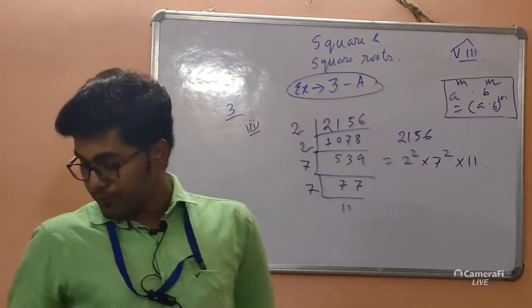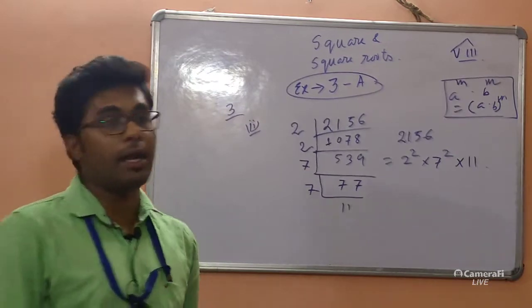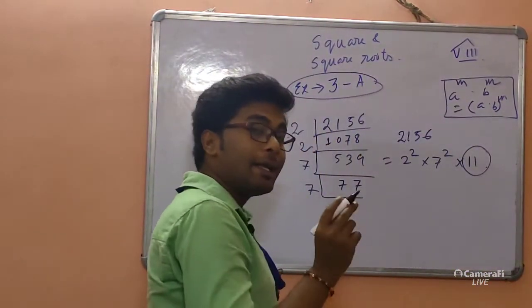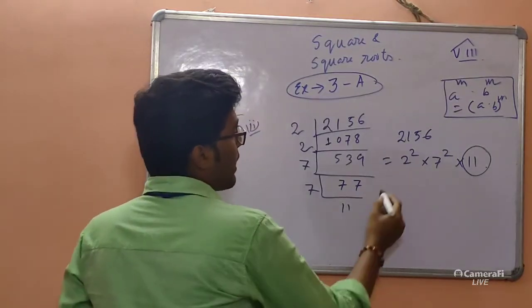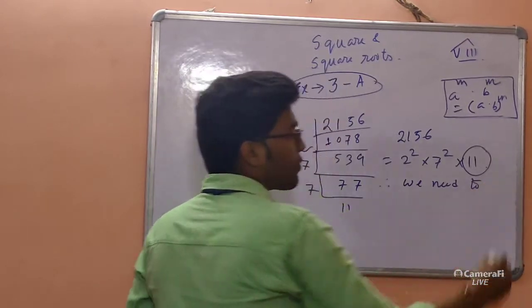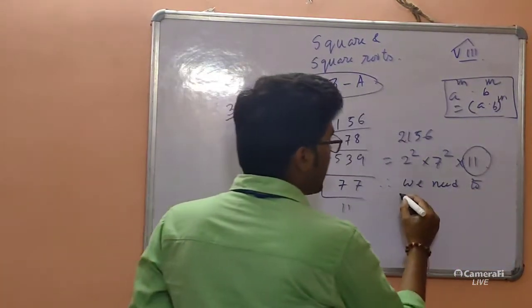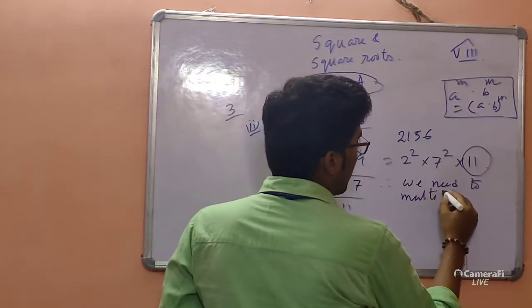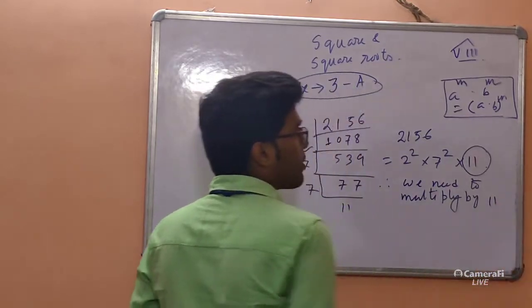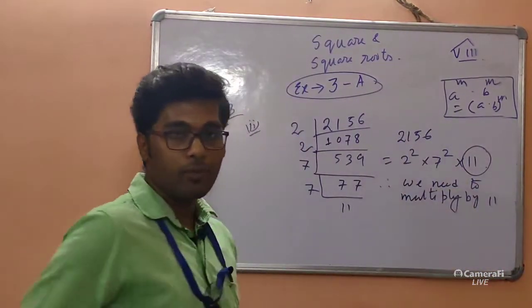Now read the question again. The question says, by what least number should the given number be multiplied? So whatever number is alone whose square we could not find, that is your answer. What do they say? Multiply. Therefore we need to multiply by whatever number is left, that is the required number. That means we should multiply this by 11. Clear?